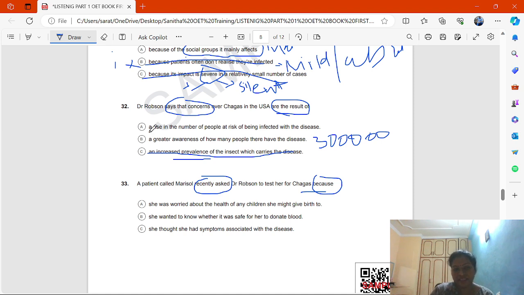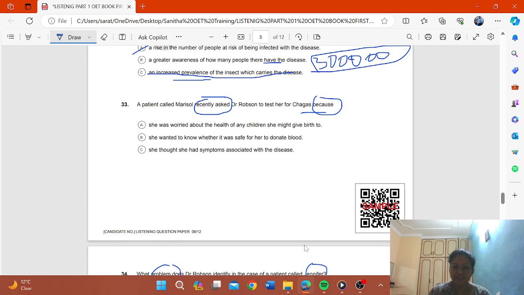So the first option he said, a rise in the number of people at risk of being infected with the disease. Here it is saying people infect others. Those people won't infect others apart from congenitally or possibly through blood transfusion. Here it is a rise in the number of people at risk of being infected. So this is also a wrong answer. So then, finalize: we will get a greater awareness of how many people have the disease. They have the total number, 300,000. Okay, then B is the answer. Okay, then come to the next question.